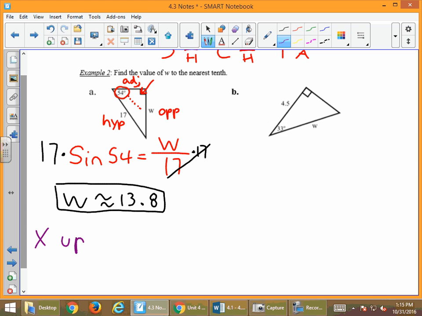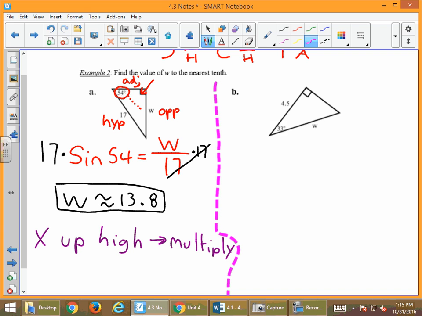X up high. What do you think you have to do? X up high, Y down low. So when X is up high, you are going to multiply. X up high multiply. That's right. I'd write that down because it's going to be the same process every single time. Anytime the X is up high, whether it's sine, cosine, or tangent, whatever's on the bottom, you multiply both sides by. X up high multiply. That's a W, but again, it just represents a variable. Can't have the same one for every single problem we ever come across.